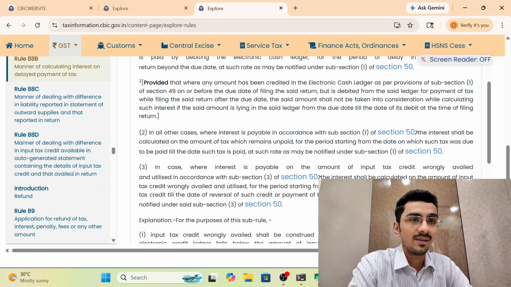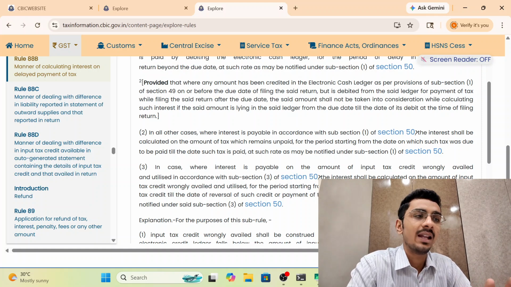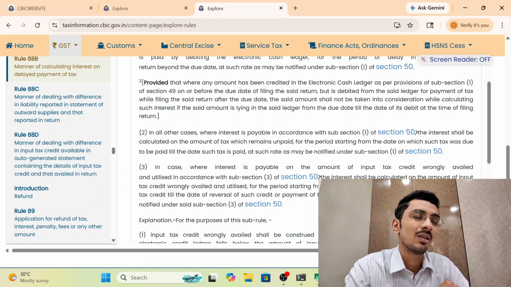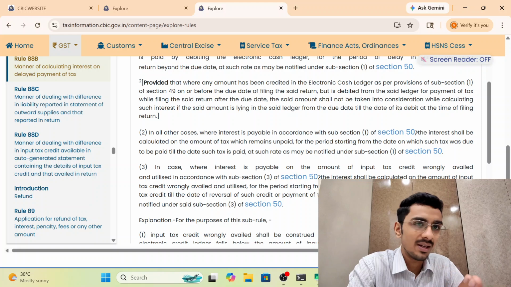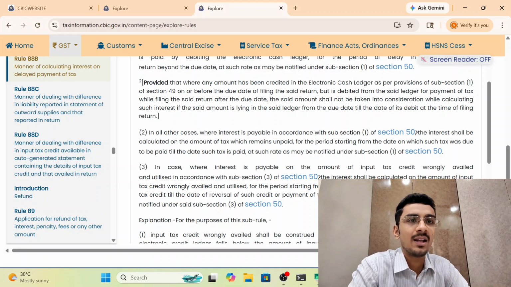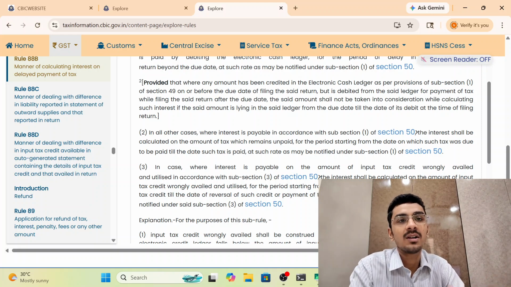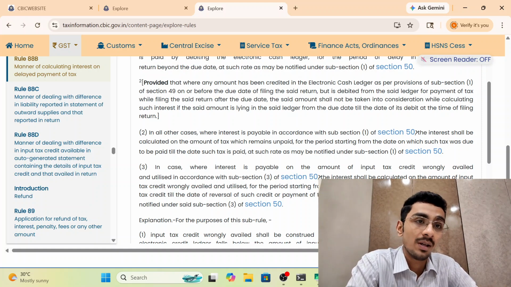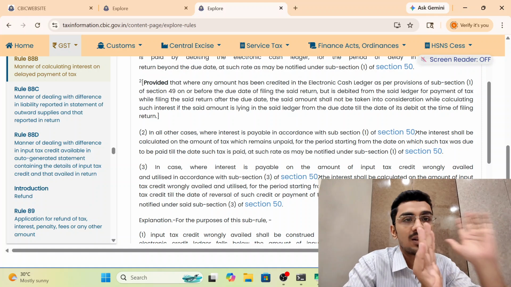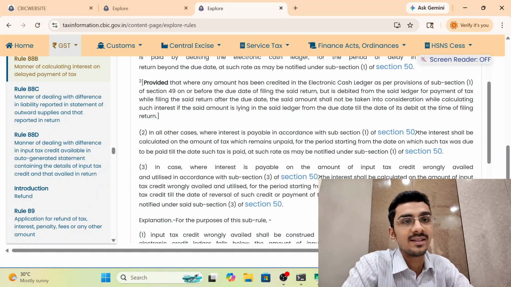Now, probably I have covered the major concept over here, and there are a few more notifications and circulars covering this. But considering the requirement, I have not covered those cases, and that depends upon case to case, period to period. So probably we'll also cover the ITC component in some other video. Now, this is with respect to delayed payment of taxes. Thank you.